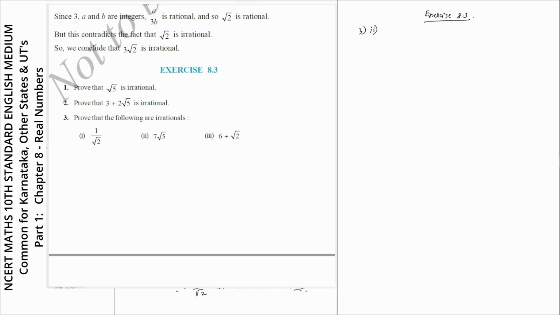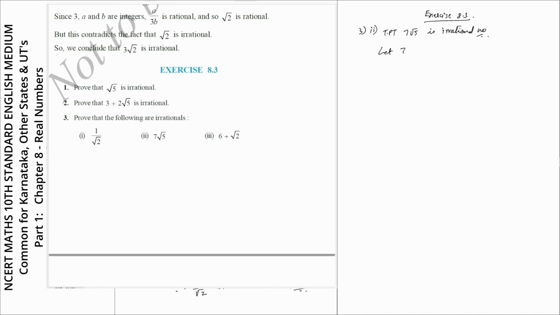Exercise 8.3, question number 3, sub question 2. Prove that 7 root 5 is an irrational number. Okay, 7 root 5. So what we'll do is we'll assume this as a rational number and we'll try to prove it. If we are not able to prove that this is a rational number, that means it's an irrational number.